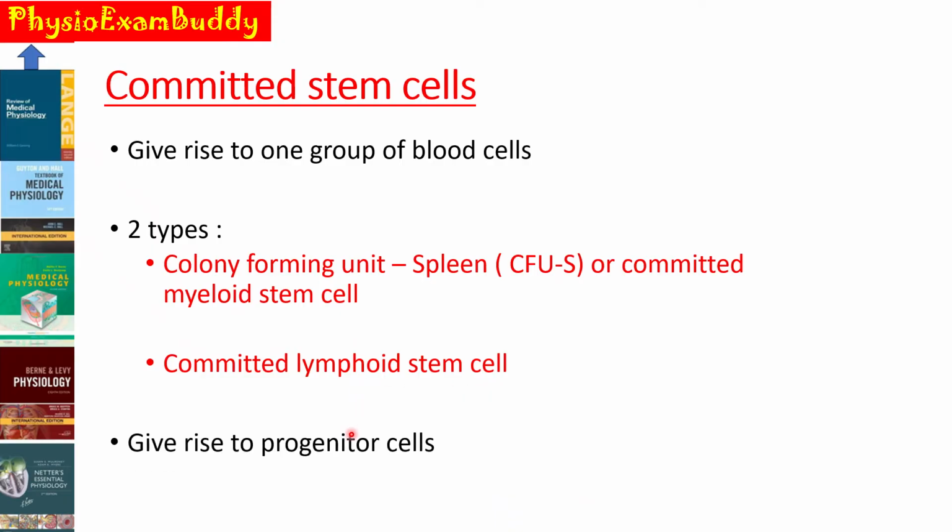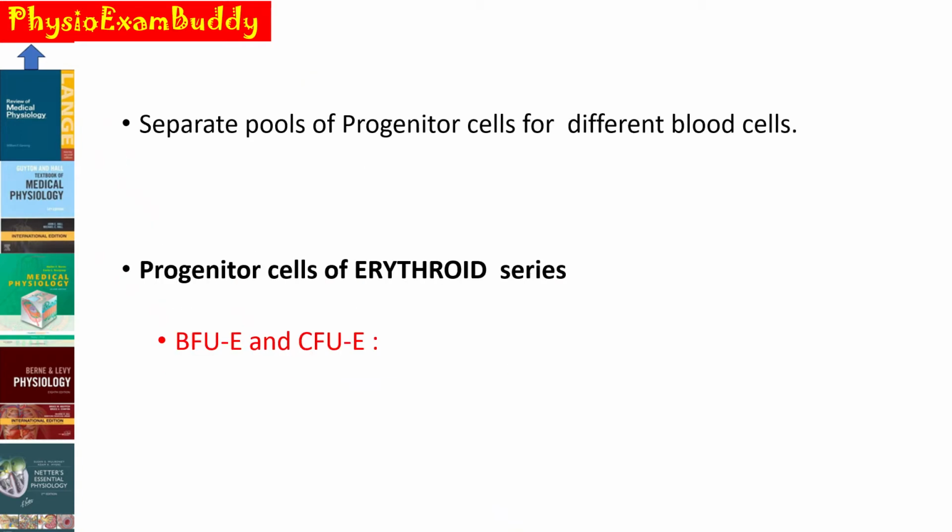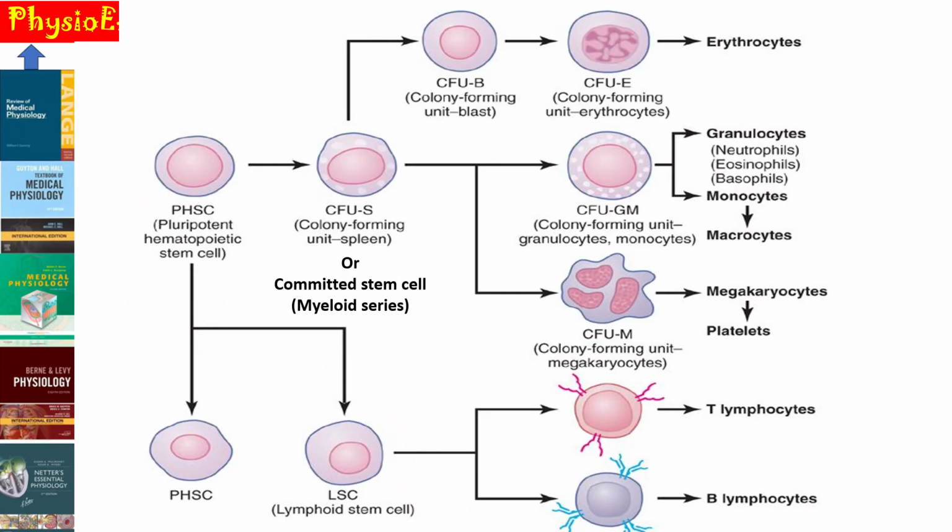And this committed stem cell then gives rise to progenitor cells. There will be separate pools of progenitor cells for different blood cells. And the progenitor cells for the erythroid series, that is for erythropoiesis, are mainly the burst forming unit erythrocyte as well as the colony forming unit erythrocyte.